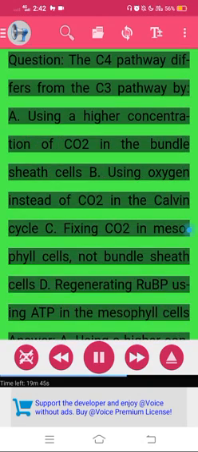CSIR NET December 2019. Question. The C4 pathway differs from the C3 pathway by: A. Using a higher concentration of CO2 in the bundle sheath cells, B. Using oxygen instead of CO2 in the Calvin cycle, C. Fixing CO2 in mesophyll cells, not bundle sheath cells, D. Regenerating PEP while using ATP in the mesophyll cells. Answer: A. Using a higher concentration of CO2 in the bundle sheath cells. The C4 pathway concentrates CO2 in the bundle sheath cells, reducing photorespiration.